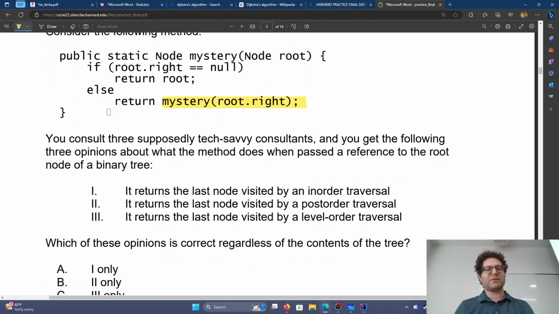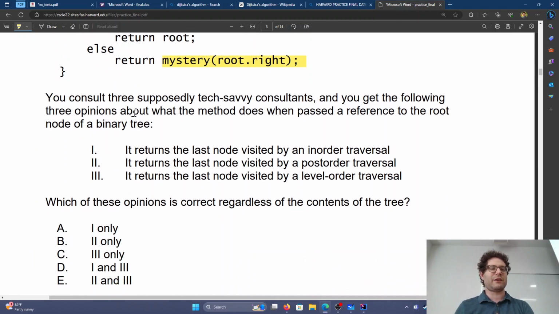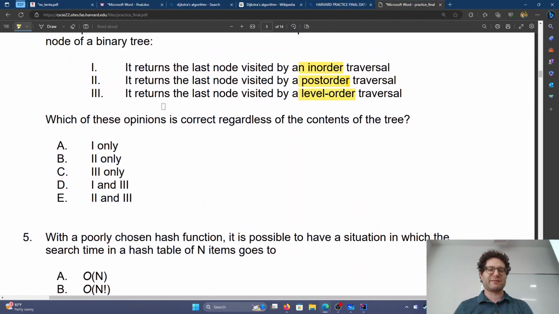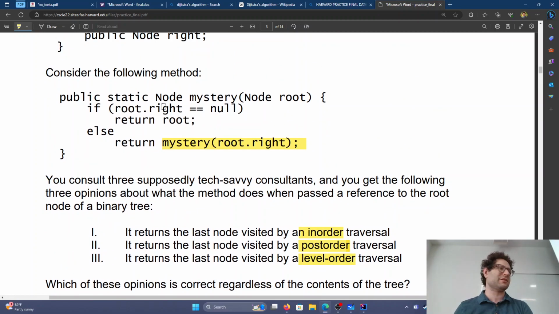So you consult 3 supposedly tech-savvy consultants. You get the following 3 opinions about what the method does when you give it the root of a tree. Consultant 1 says last node in an in-order traversal, consultant 2 says post-order traversal, and consultant 3 says level order traversal. Make sense? So the first guy says it's the last node you'd get if you did an in-order traversal. Second guy says post-order. Third guy says level order. Which of these opinions is correct, no matter what the tree looks like?